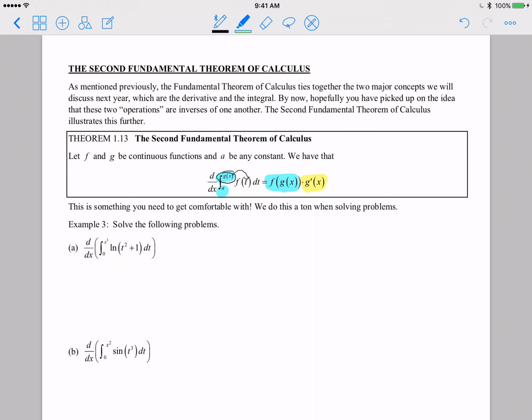Now this is something that you need to get comfortable with. We are going to be doing this a ton in the next school year. So you have to be good at taking the derivative of an integral.